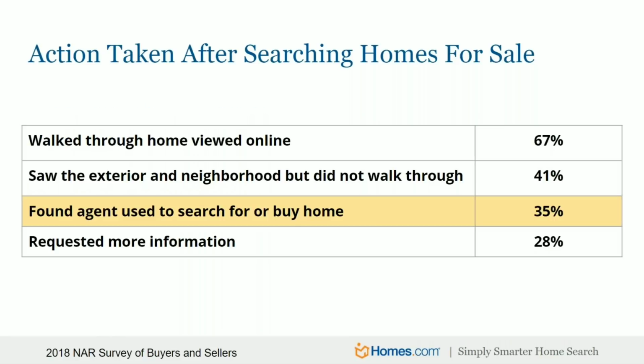Now we're talking about the first thing most people did was search for a home online. So now the next question, from that same survey from NAR, was what action did you take after you searched for homes for sale online? Well, 67% walked through the home that they viewed online. They actually went into it. So maybe they went to an open house, maybe they called an agent and scheduled an appointment to see the property. Now, 41% saw the exterior and the neighborhood, but didn't walk through.